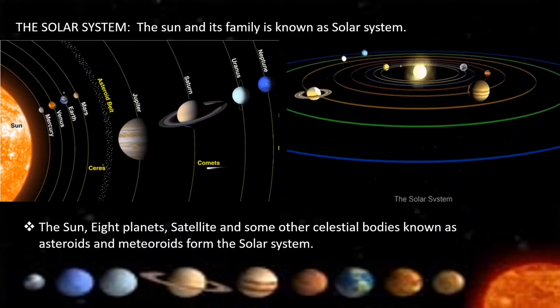So let us start with the solar system. What is the solar system? It is basically the sun and its family together. Family means eight planets, then different satellites, then the celestial bodies. All these are the family of the sun. The sun is the head of the family and we have different members in the family. So the solar system, the sun and planets, then asteroids, comets, meteoroids, and celestial bodies, all this together forms the solar system.